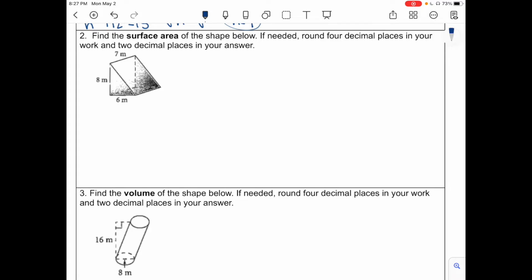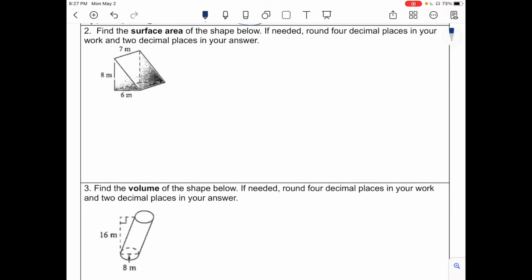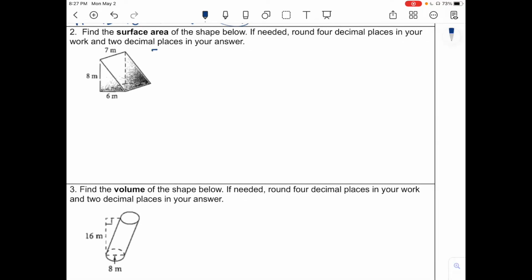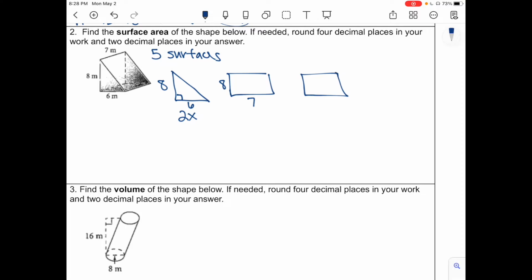So surface area here, we have the front, the back, the bottom, the side, and then this little slanted thing. That would be 1, 2, 3, 4, 5 surfaces I need to find the area of. And I'm going to draw them all. So I've got 2 triangles. You can literally draw the triangles or just write 2 times, whatever you're doing there. The left rectangle, 8 by 7. The bottom rectangle, 6 by 7.